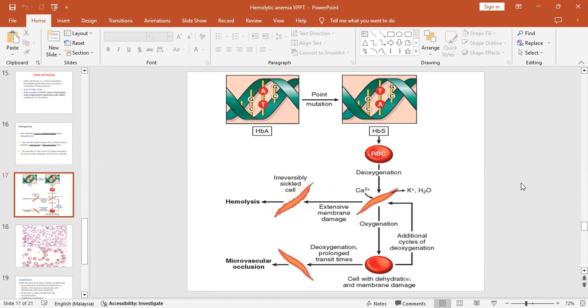If there is oxygenation, the cell reverts back to normal. So the presence of irreversibly sickled cells is the pathology of sickle cell disease. Basically there is hemolysis, which is both intravascular and extravascular, and these irreversibly sickled cells will stick to one another, causing microvascular occlusion. Microvascular occlusion can lead to tissue damage.